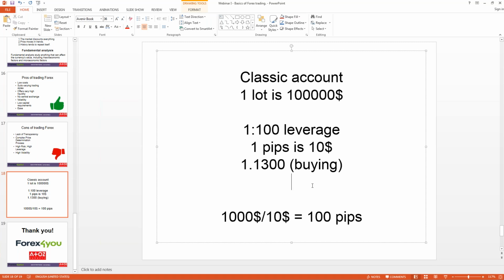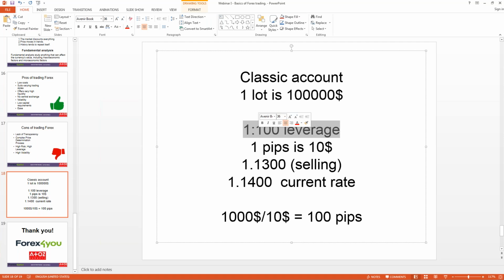So if you bought at 1.13, expecting it to grow, and the rate became 1.1200, it's a 100 pip difference, and your deposit would become zero. So if you're using 1 to 100 leverage, it will be burned when the rate moves 100 pips against you. Or if you're selling and it goes to 1.14, your deposit would be zero. You would lose everything. So please don't use such huge leverage as 1 to 100.